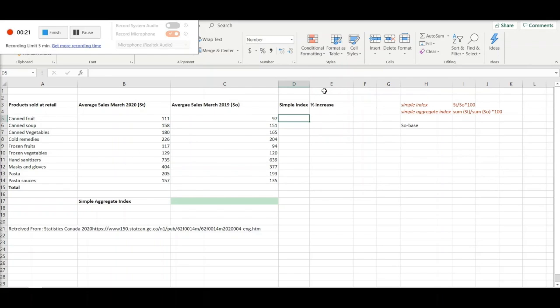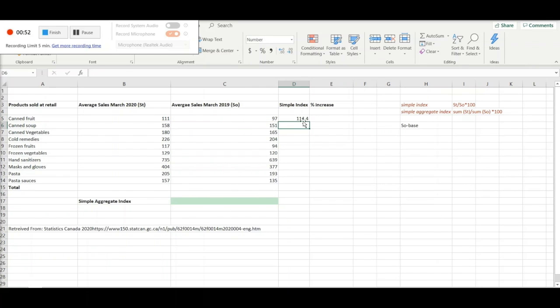The simple index is the measured relative change in one variable compared with a base. Since March 2019 was the previous year, we'll use it as a base, and average sales March 2020 as our new sales. How to find the simple index? We'll divide ST by SO: equals ST divided by SO for canned fruit, times 100.